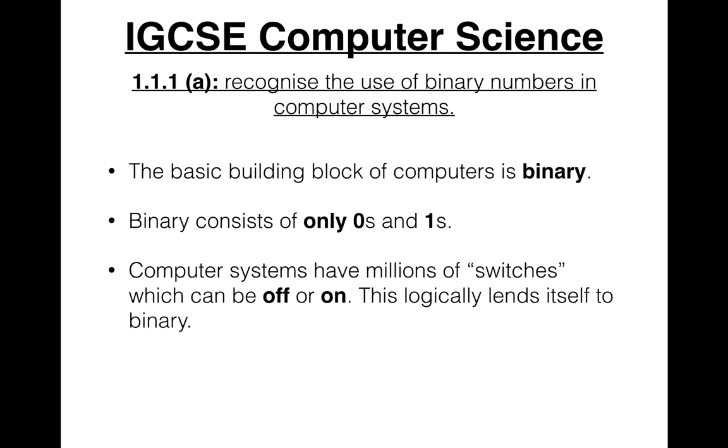Computer systems have millions of switches, which can be off or on, and this logically lends itself to binary. If you think about your computer in front of you right now, it could be a phone, a laptop, or whatever, it contains millions of tiny switches, which can be off or on. On meaning electricity passes through it. So when we say that it logically lends itself to binary, we say that 0 represents off and 1 represents on. So you can see how binary would work with the system quite well. It's like a light switch in your room. A 0 would be lights off, 1 would be lights on.